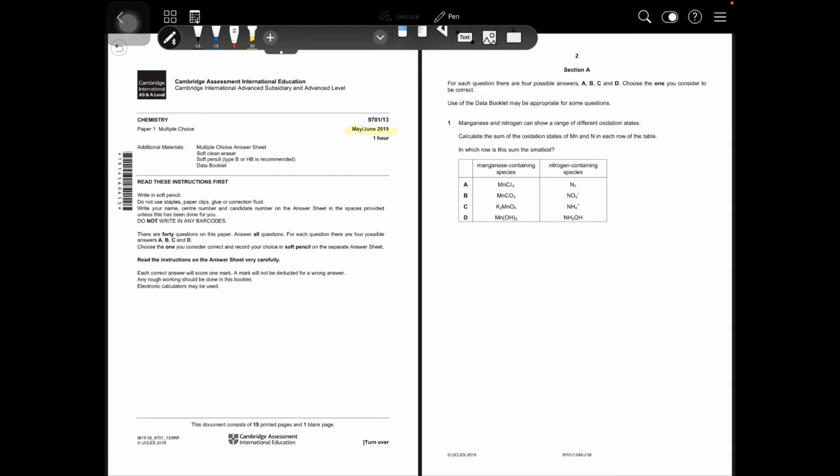Manganese and nitrogen can show a range of different oxidation states. Calculate the sum of the oxidation states of Mn and nitrogen in each row of the table. In which row is the sum the smallest? So first, what we need to do is calculate the individual oxidation numbers. Let's go into the first row.